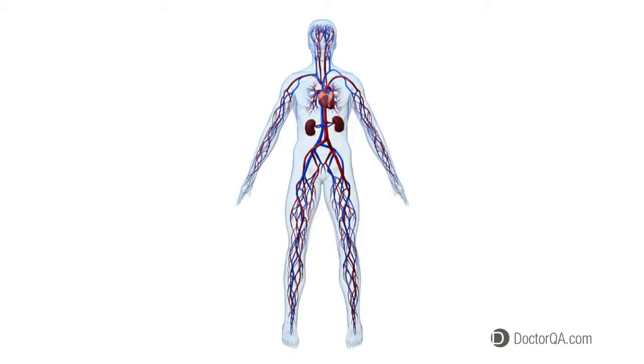This test is based on the fact that the blood pressure in your arms should be the same as the blood pressure in your legs. To do this test, we first measure the blood pressure in your arms. We then measure the blood pressure in the legs and compare the two. If the pressures are equal between the legs and the arms, then there's no significant peripheral arterial disease.